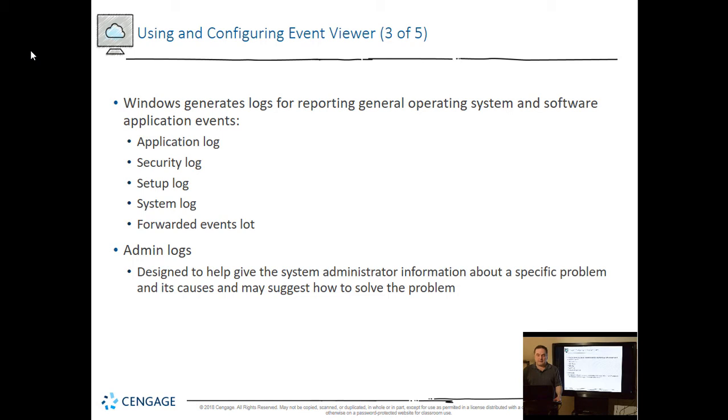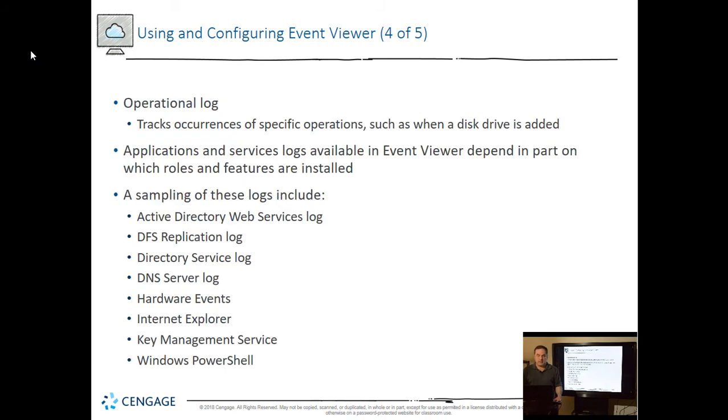However, there are also additional logs that come with every type of role and feature you install. So for instance, if you have DNS installed, there's going to be, under the Windows folder, a separate section just for DNS, so you can troubleshoot that. So applications and services logs, as I mentioned, appear when you install certain roles and features, and here is a list of some of the different types of logs besides the DNS one I just spoke about.